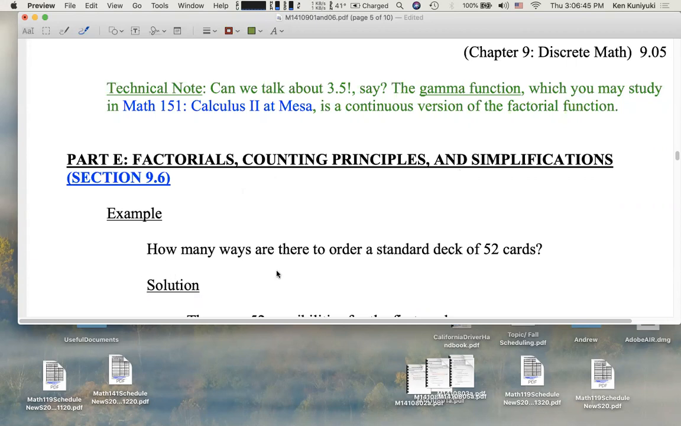Example. How many ways are there to order a standard deck of 52 cards? So imagine a deck of 52 cards, a random deck lying on the table. So it's not freshly opened, right? So how many ways are there for the deck of 52 cards to be ordered? These are called permutations, or total permutations, since we're going to order all the cards, as opposed to partial permutations, where you just take and order some of them. We're going to order all 52 cards.